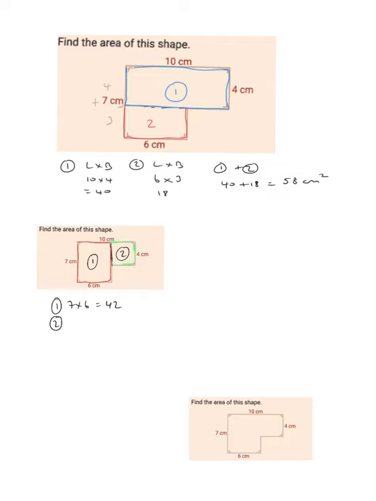So again here now we have 4. I know the breadth, but I don't know the length. I know that the whole lot is 10, and to here is 6, so this has to be 4 as well. So I'll put that in here, it has to be 4. That is 4 by 4, which will give me 16. And adding 42 and 16, I'll still get my 58 centimetres squared.